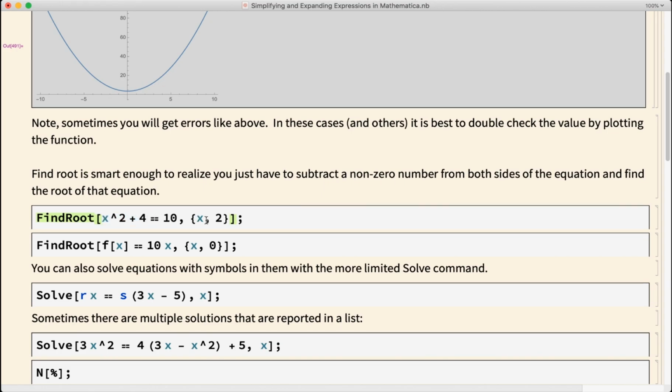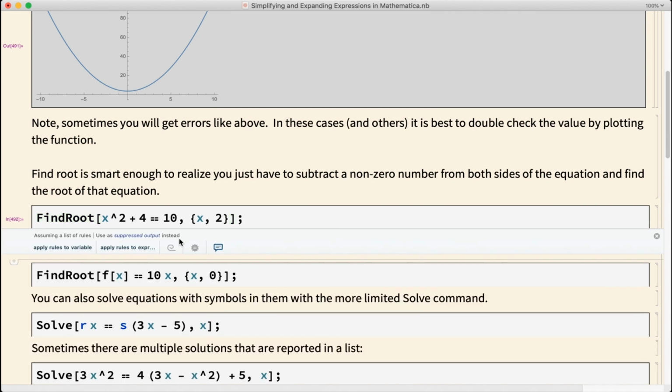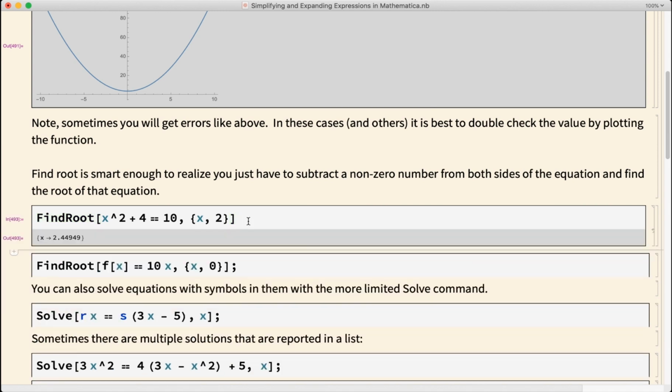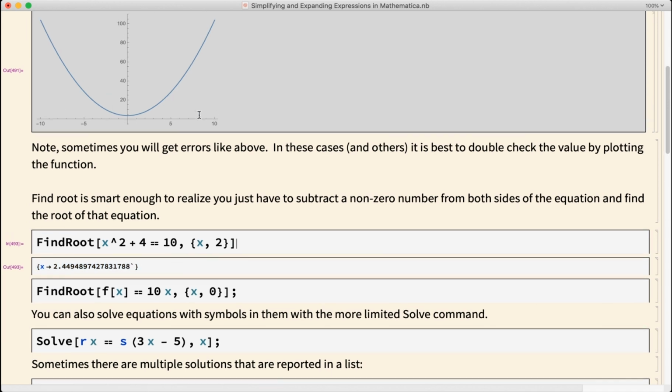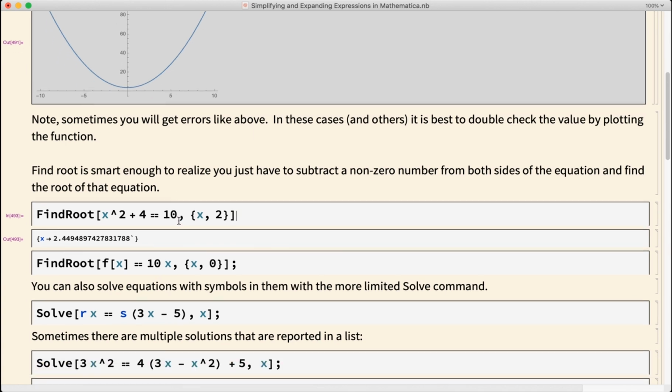And now again, I'm going to set an initial guess. Get rid of the semicolon. And here you can see this does have a solution. I can go look at my plot and verify. It says this function is equal to 10 at about x equals 2.5. So somewhere around here, and that looks about right to me.